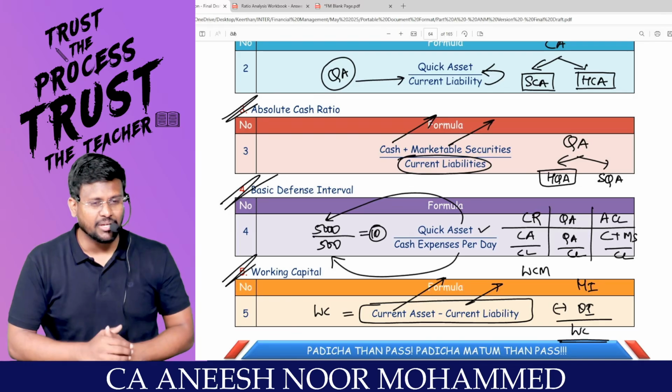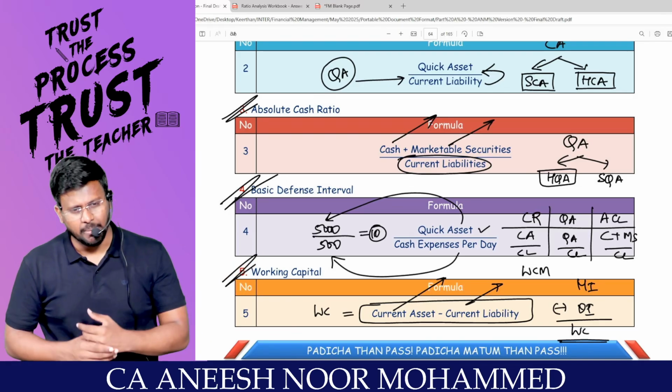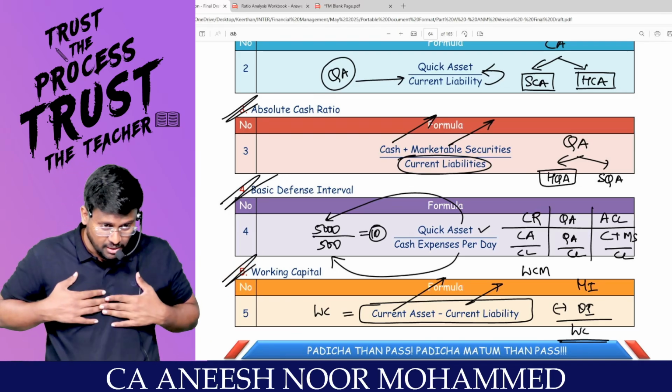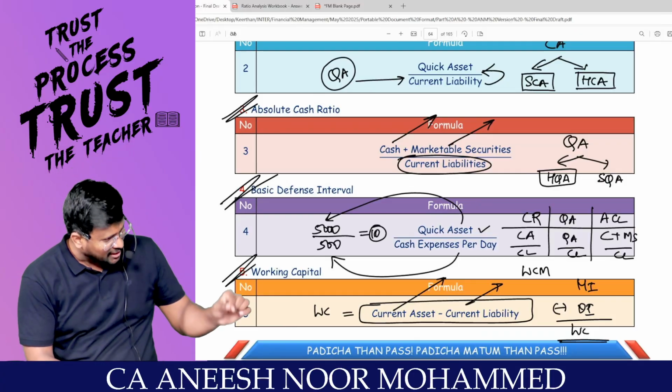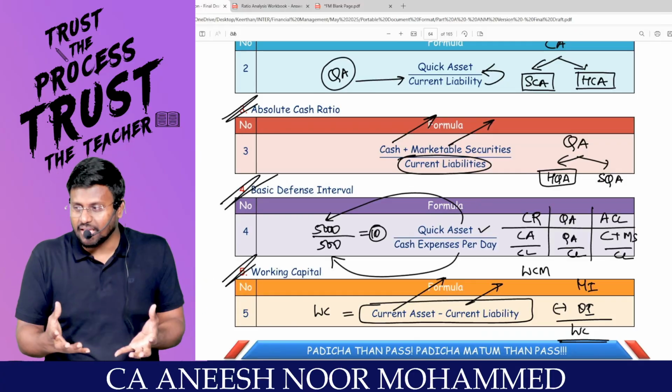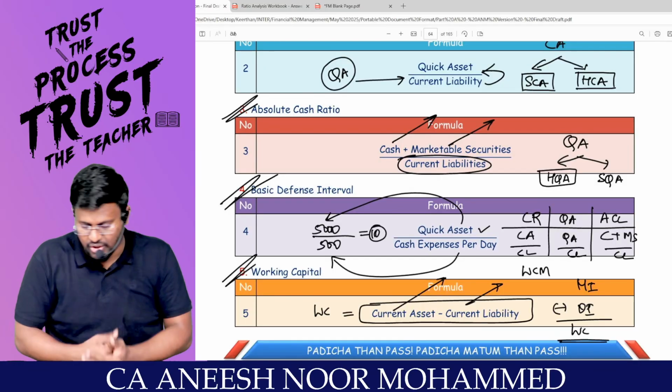What is working capital? Current assets minus current liabilities. Current assets is my investment. Current liabilities is the outsiders' investment. Are you really with me? So my investment minus outsiders' investment is the working capital, which is the net amount I am ready to invest. Are you really with me?